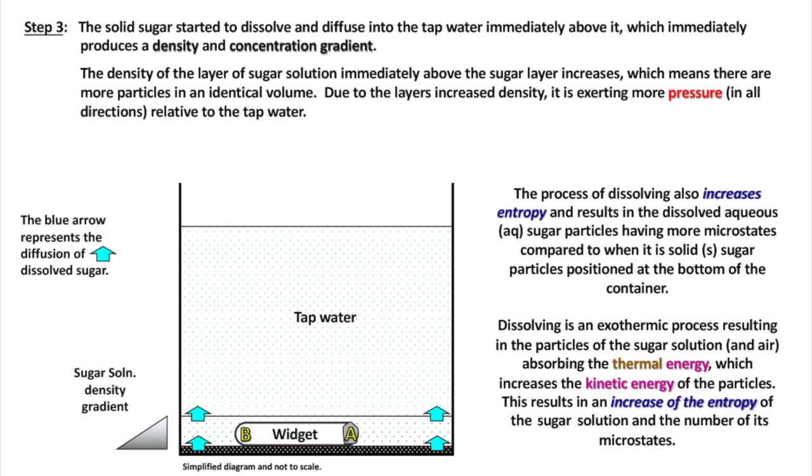Dissolving is an exothermic process, resulting in the particles of the sugar solution and air absorbing the thermal energy, which increases the kinetic energy of the particles. This results in an increase of the entropy of the sugar solution and the number of its microstates.